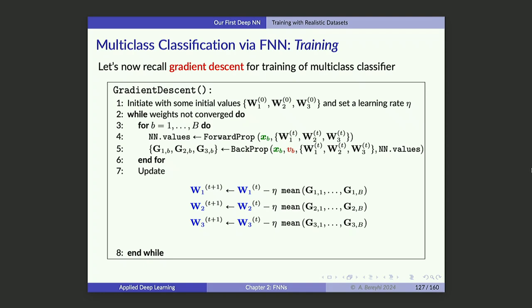Clear? Yeah. And the mean of a lot of matrices is just element-wise? Element-wise, exactly. Yeah. Okay.